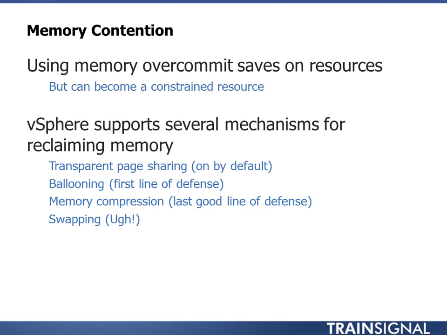So a new feature in 5 is memory compression. Before we start swapping stuff to disk, we start compressing it, basically zipping memory as best we can. If you ever see this in your performance charts or under ESXtop, it means you're about to start swapping to disk. So we compress. We're still running out of memory. We start swapping to disk, which is awful.